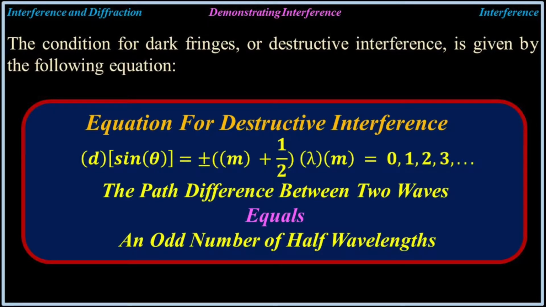The condition for dark fringes or destructive interference is given by the following equation. The equation for destructive interference is d sin theta equals plus or minus (m + 1/2) times lambda, where m equals an integer, 1, 2, 3, etc. The path difference between two waves equals an odd number of half wavelengths.